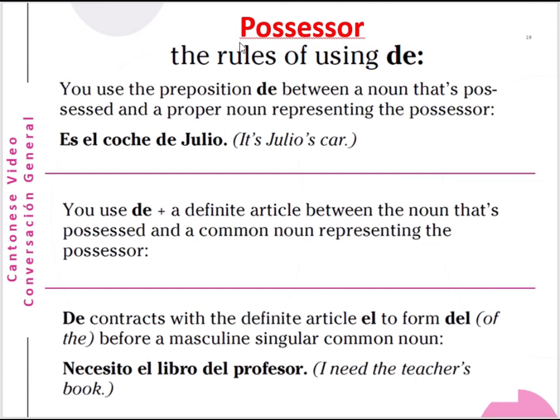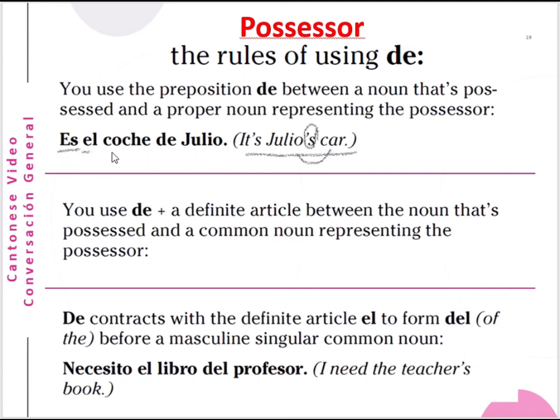And now we are talking about the possessor, the rules of using de, of. You use the preposition de between a noun that's possessed and a proper noun representing the possessor. For example, in English, you may say, it is Julio's car, and you use the apostrophe S, that means Julio owns this car. But in Spanish, you never speak in this form. You use of Julio. Es el coche de Julio.